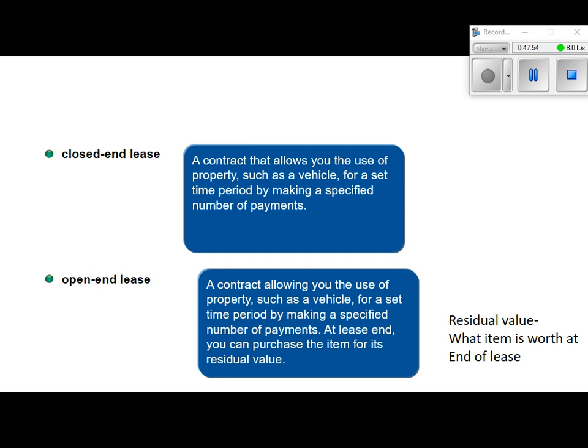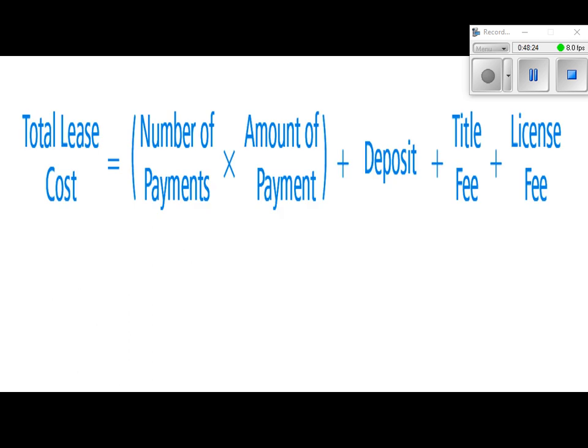An open-ended lease, you've got to watch out with an open-ended lease. At the end of the lease, you get a chance to buy the car for whatever the residual value is. You may think the value is $2,000. They're going to look it up and tell you what value they have, and that's what they're going to charge you. So just know the difference between the two.